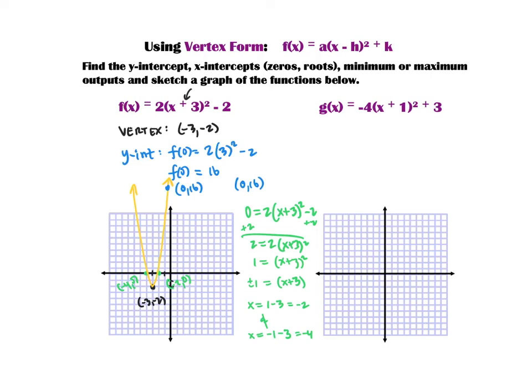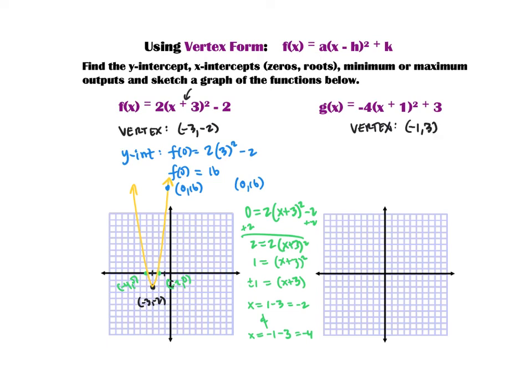Okay, vertex form obviously is very powerful. It helps you find that min or max value, which is more important in the application world. So let's go ahead and do this last example. If you want to, go ahead and pause the video and try it yourself. Okay, vertex in this case will be -1, 3.